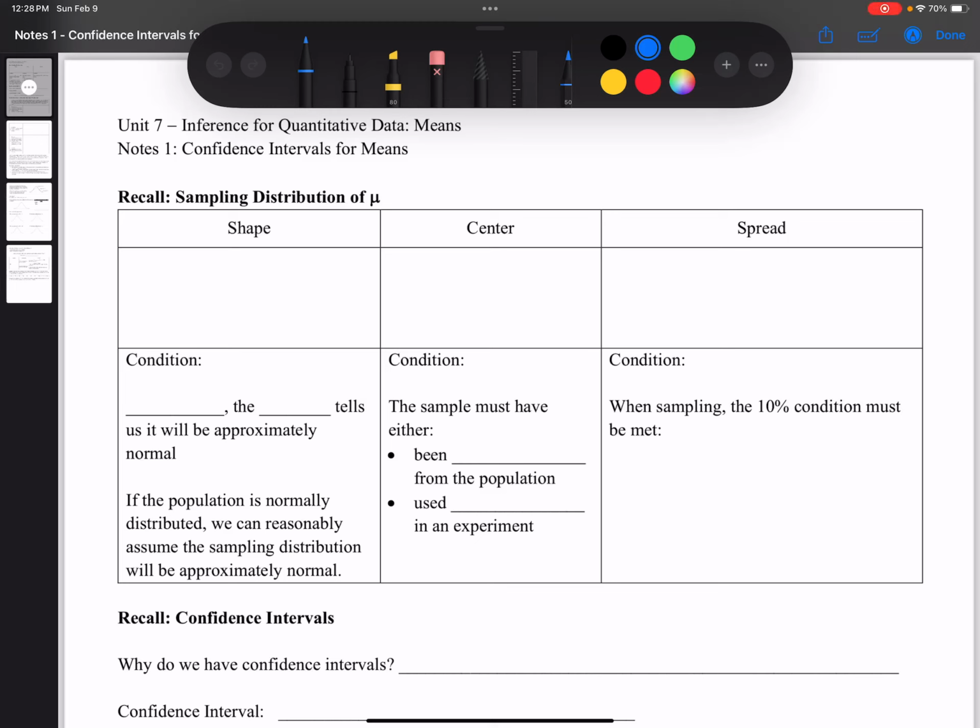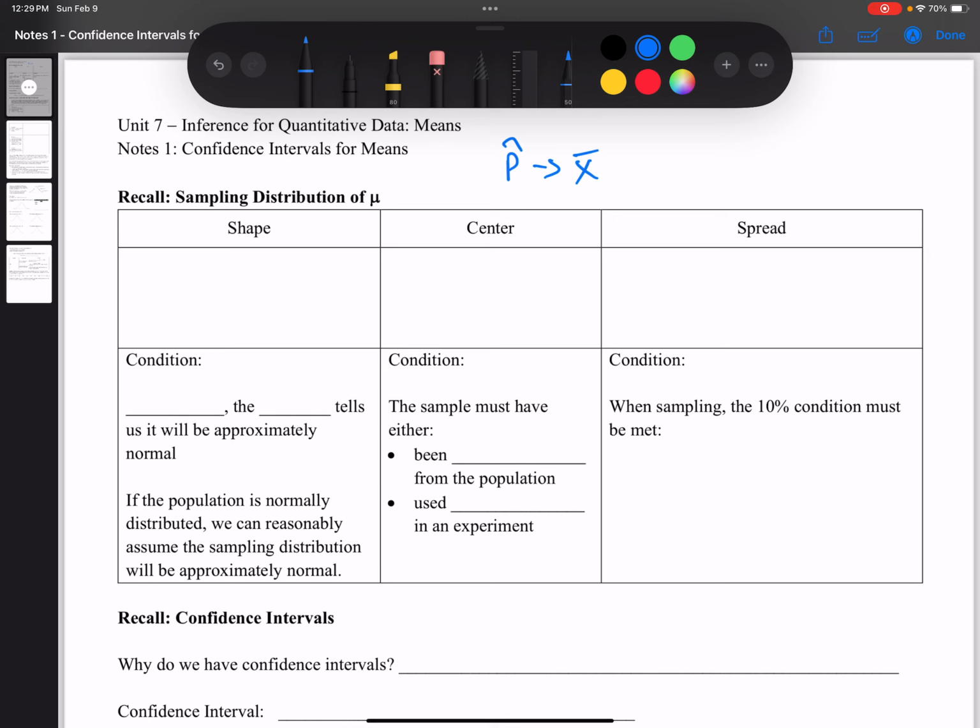All right, so welcome to Unit 7, which is going to seem very similar to what we just did, because I guess the rest of the year is pretty much just inference and different ways to run those hypothesis tests. Last unit was categorical data and it was proportions. Unit 7 is quantitative data, and now we're looking at means. So instead of looking at p hat like we did the last unit, now we're looking at what happens with x bar, okay?